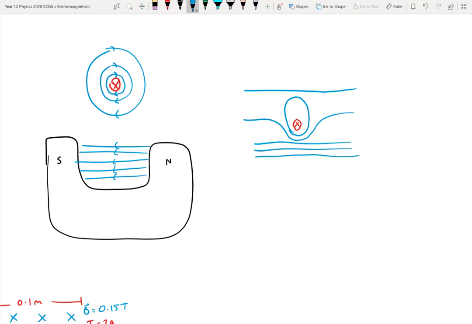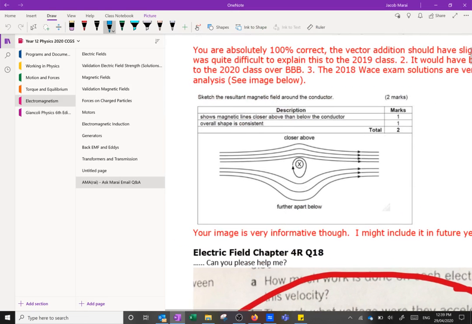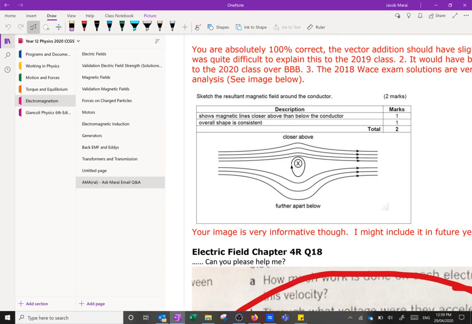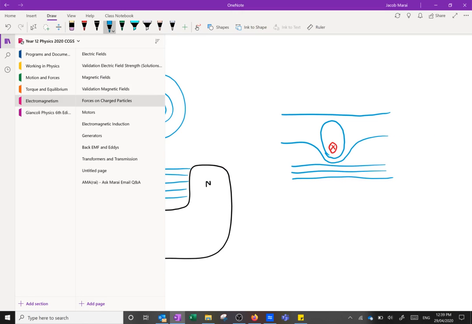Was that what the answer was? Make sure I've got it right. Closer above, further apart below. So if you look at the marking key, closer above, further apart below, the overall shape consistent is basically saying that it's symmetric. So if we sliced it, we would get that kind of shape. And obviously the lines need to be traveling in the right direction.